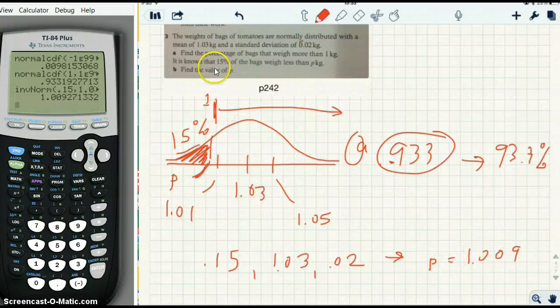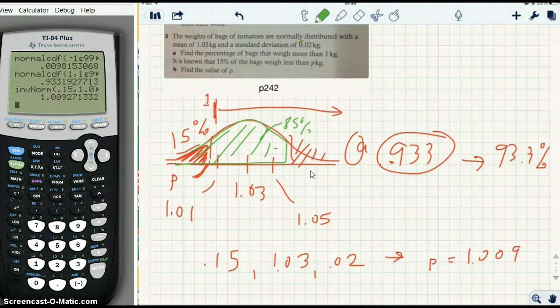Now, what if it had said something like, it is known that 15% of the bags weigh more than P? Well, then you're talking about the opposite side, which would weigh more than this P. And then you have a challenge because in this case the inverse normal function is not expecting this part, it's expecting this green part here, because it wants the left tail distribution, it doesn't want the right. So if you know that this red part is 15%, then the green part is 100% minus 15%. It would be 85%, right?